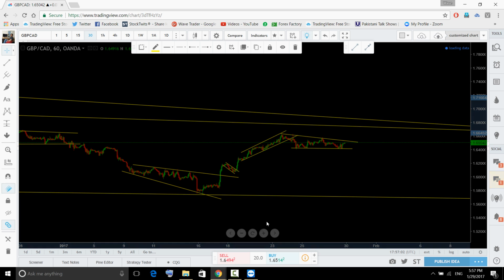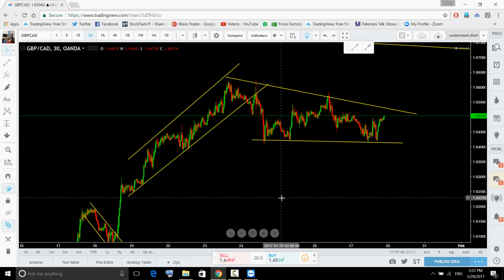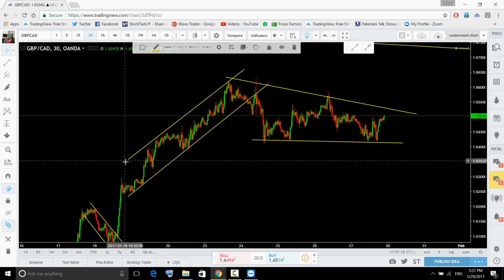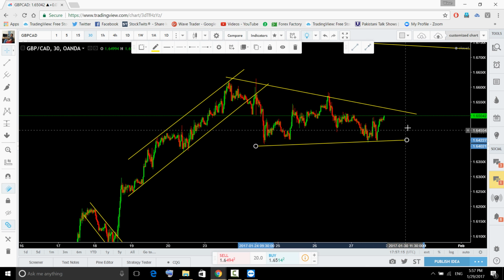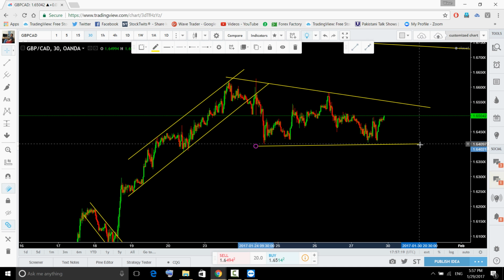Okay, so where you guys need to look for upside, you guys need to look for upside as low as you can, so that you can manage your stop loss.